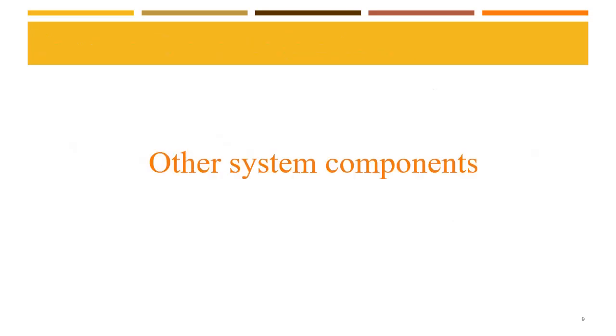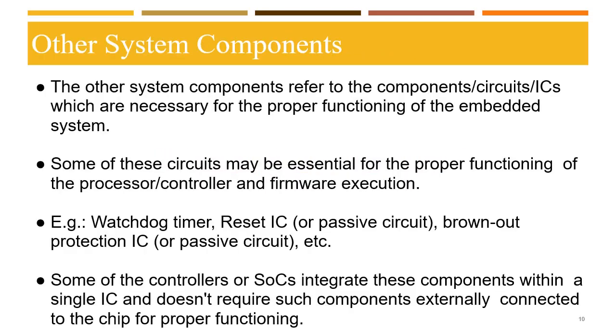So next we'll learn about other system components. Other system components refers to components, circuits, ICs which are necessary for proper functioning of embedded systems. Some of these circuits may be essential for proper functioning of a processor or controller and firmware execution. For example, we have a watchdog timer, reset ICs, brownout protection ICs, etc. We'll discuss these examples in the next session.